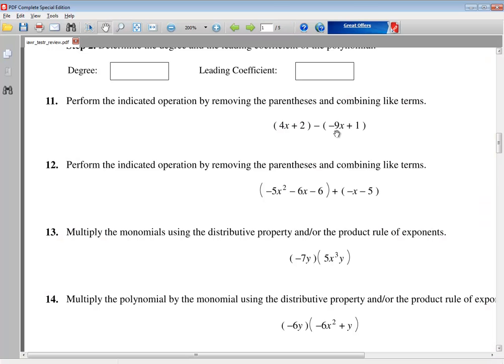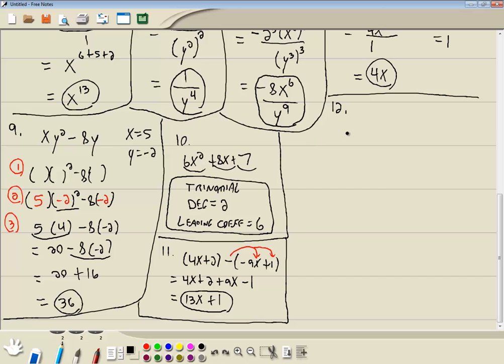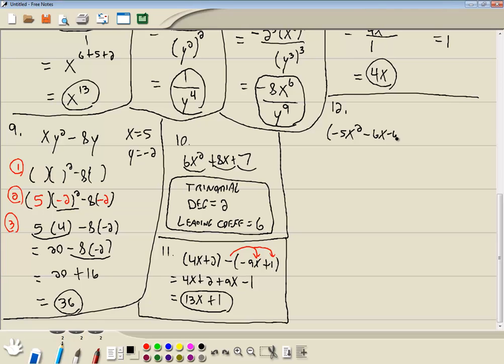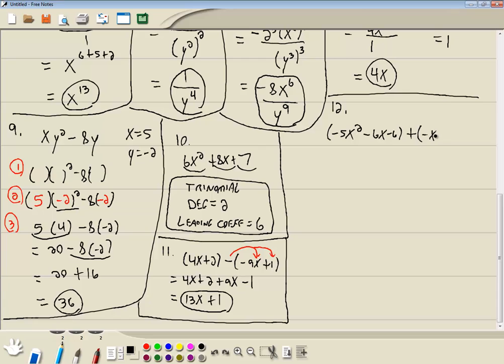Okay, number 12. We got negative 5x squared minus 6x minus 6 plus negative x minus 5. Well, first thing we want to do is get rid of these parentheses. Neither one's doing anything, so I can just drop them. So we got negative 5x squared minus 6x minus 6 minus x minus 5.